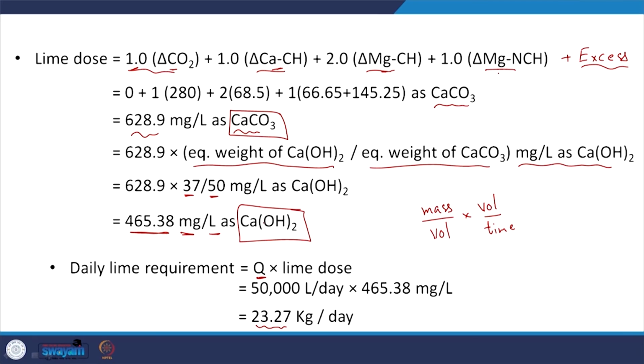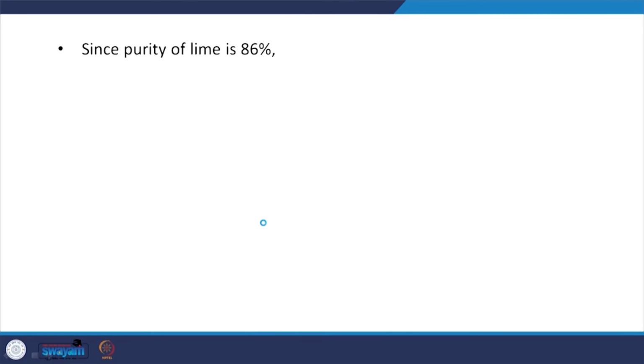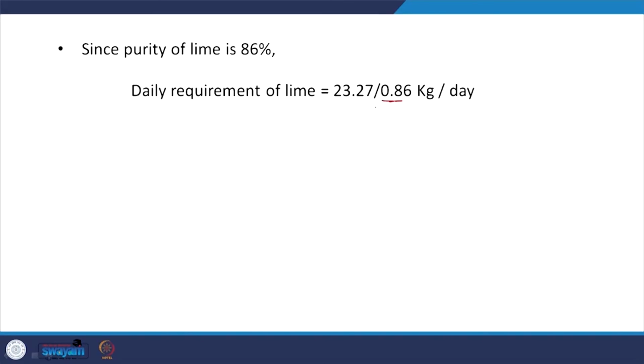But one thing to note that our source of lime is not pure, I have to add that. So 86%, so if I divide this by 0.86, this is the value that I will need. So I need 27 kgs per day of lime and not the 23 that I calculated earlier. Why? It's only 86% pure. So that's why I am dividing it by 0.86.